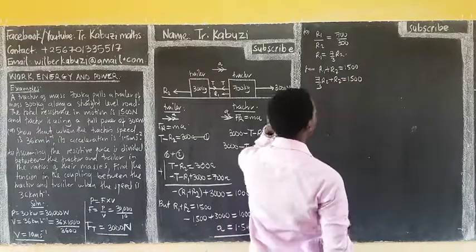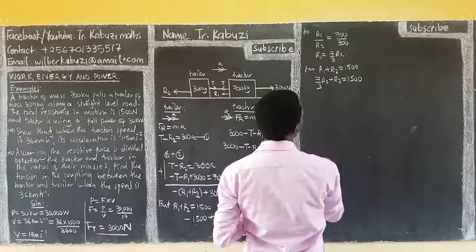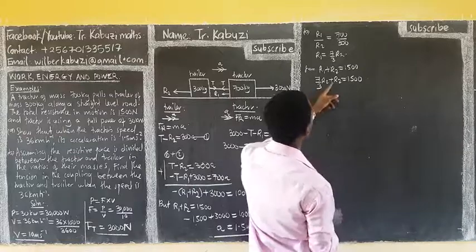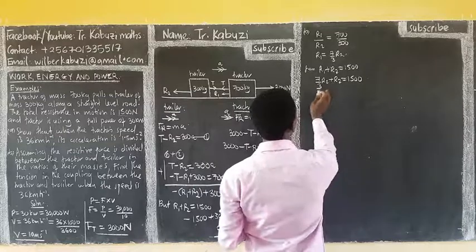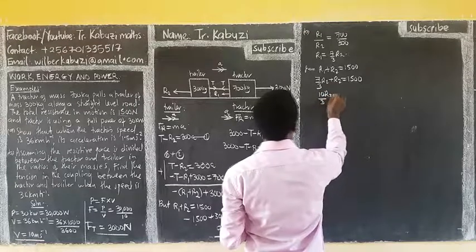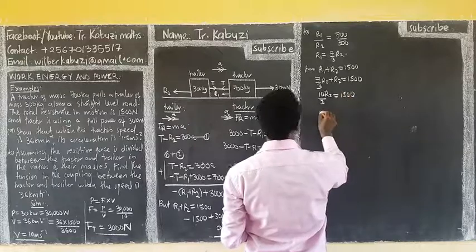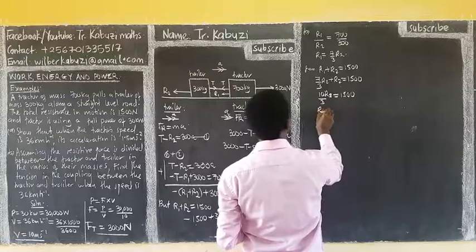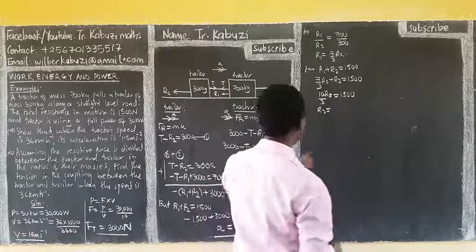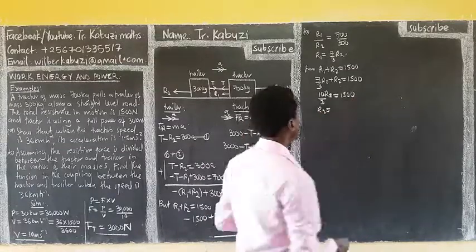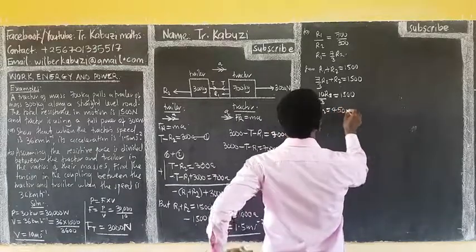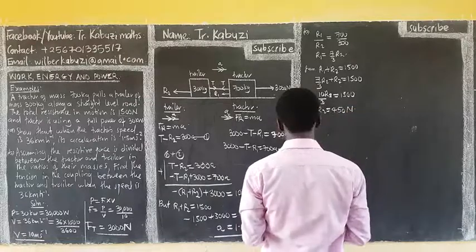When we take this side, we shall have, okay, multiply through by 3, when we add this to this, we shall have this 10 over 3. This and this we get 3. So we have 10R2 over 3 equaling 1,500. So my R2 becomes this times 3 divided by 10. When I multiply this by 3 divided by 10, I'll be getting 450. And these are going to be newtons.